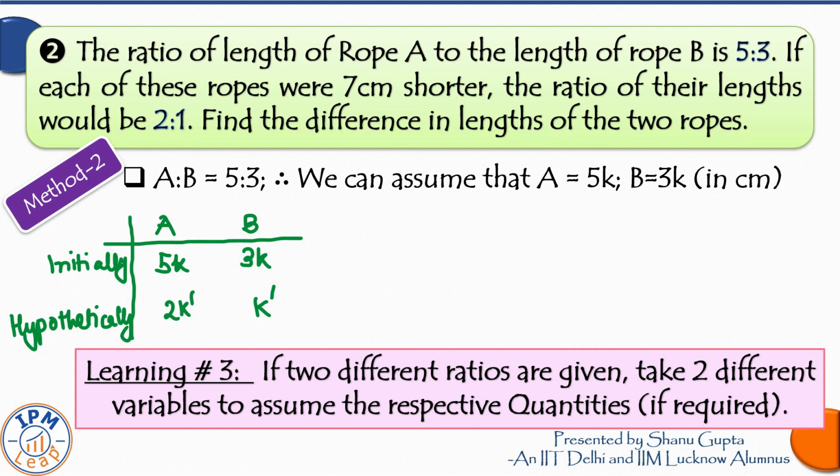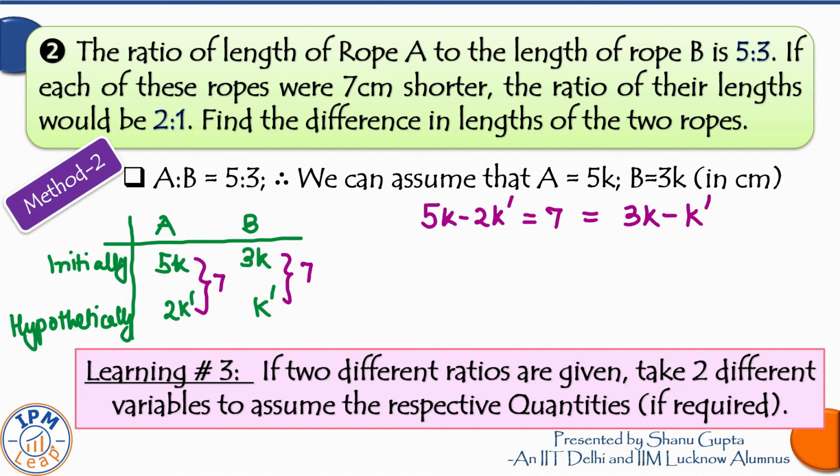So in this alternate method to solve the same problem, how do we go about finding our answer? Well, the difference in initial lengths and final lengths is 7 centimeters for both ropes. So this minus this is 7, and so is this minus this. Therefore, we can write this condition in the form of an equation. 5K minus 2K dash is equal to 7, which in turn is equal to 3K minus K dash. This is equal to this.